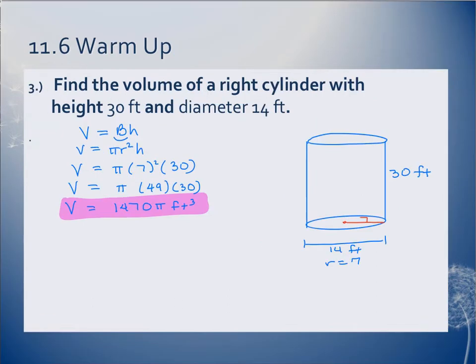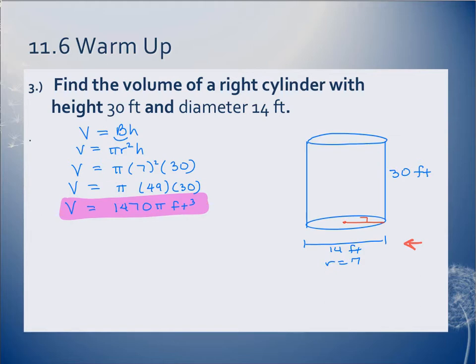Number 3, this one was a right cylinder. So here I labeled everything. Notice they gave me a diameter. I needed to turn that into a radius by dividing it by 2. Because remember, the formula for volume of a cylinder is pi r squared height. So I'm just going to plug in: my radius is 7, my height was 30. Multiply those numbers, left in terms of pi, it's 1,470 pi.